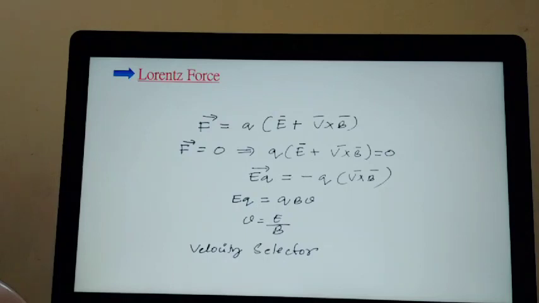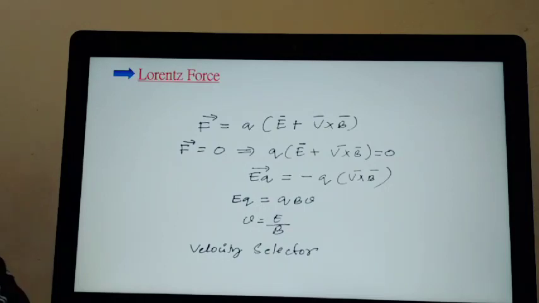Suppose E and B are adjusted in such a way that the net force acting on the charge is 0. This means the magnetic force and the electric force cancel each other. So if the net force is 0, then qE plus q v cross B is equal to 0. That is, qE is equal to minus q v cross B, so qE is equal to qBv. So v is equal to E by B.